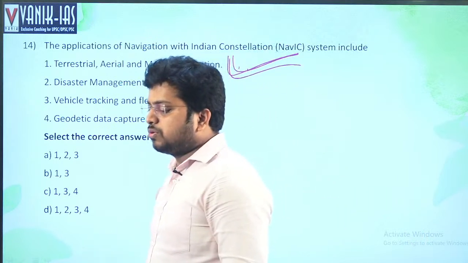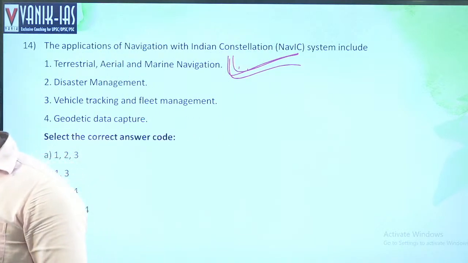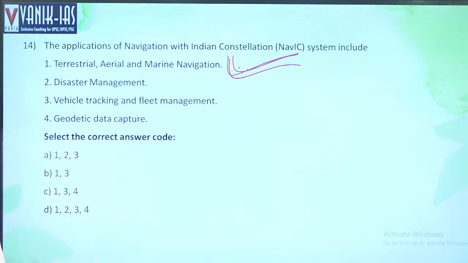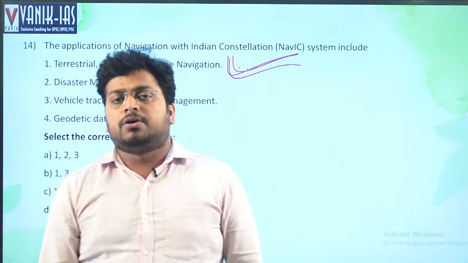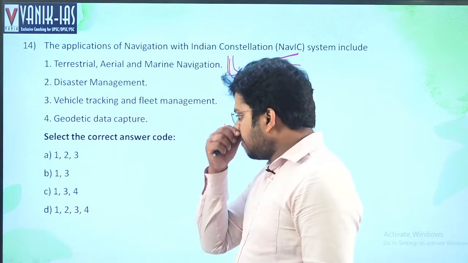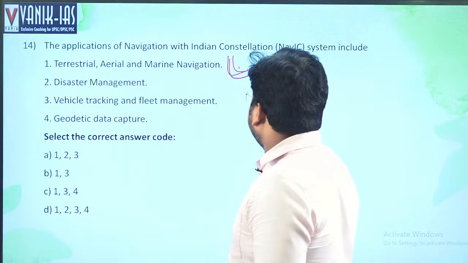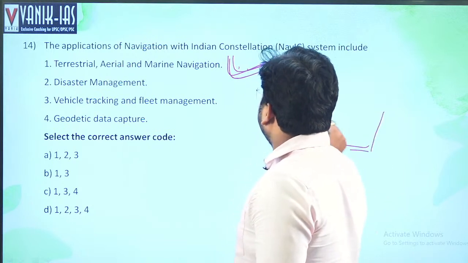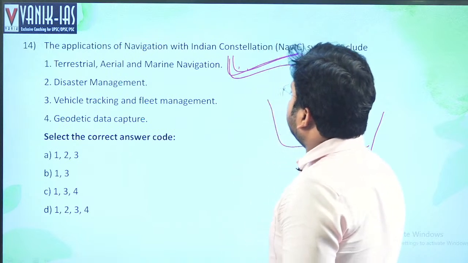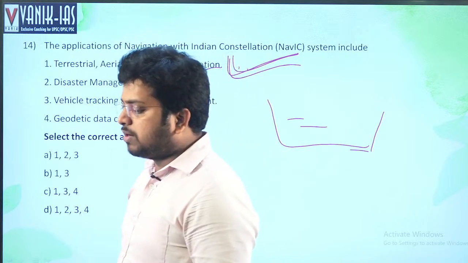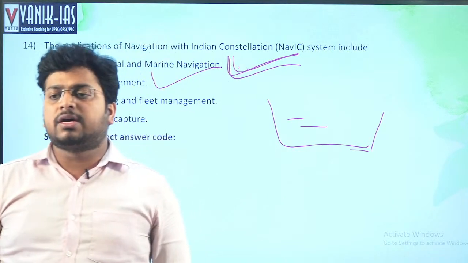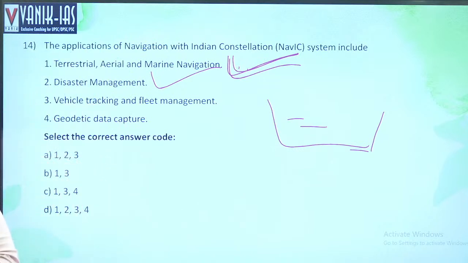For example, we have an issue regarding the fishermen of Sri Lanka. Here Navic can also be applied around 1400 trawlers. It is terrestrial, aerial and marine navigation. Disaster management, yes, during disaster management also we can take the help of Navic, providing the exact location of the disaster and all the information.